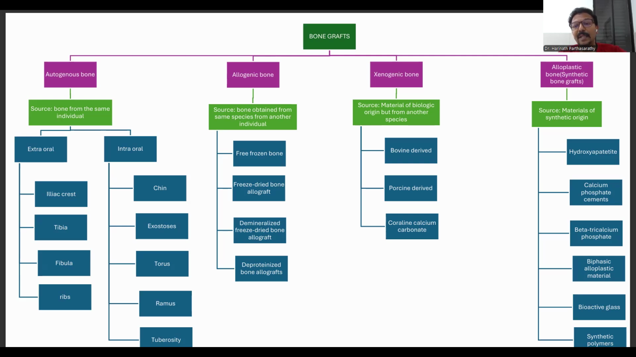Among these synthetic graft materials, the most robust type of bone formation happens with your bioactive glass, and then you have your synthetic polymers. Synthetic polymers, methyl methacrylate polymers, are also evolving rapidly, and these bone graft materials will have a dominant role in the near future. Synthetic bone grafts are from non-biological sources, which means there is no disease transmission occurring.